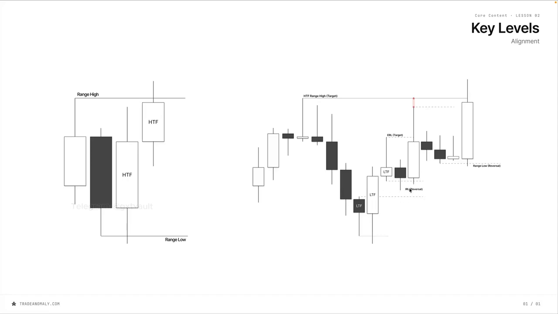A key level and the draw on liquidity. An IRL to ERL on our way to our higher time frame draw on liquidity. So now you're aligning draws on liquidity and key levels, right? You're going to use this key level to get to our draw on liquidity, right? Once you have this alignment, this model inside of a model, there is nothing more high probability than this specific scenario.